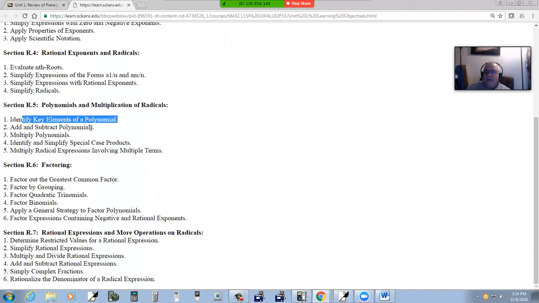Okay, now we looked at subtracting polynomials earlier, and adding is pretty much the same way. You just combine like terms. So let's take a look at multiplying polynomials.